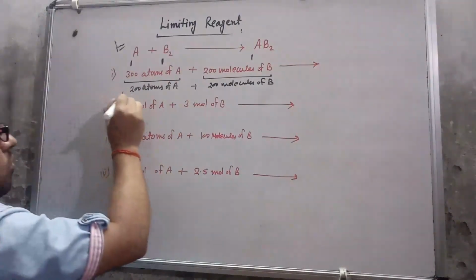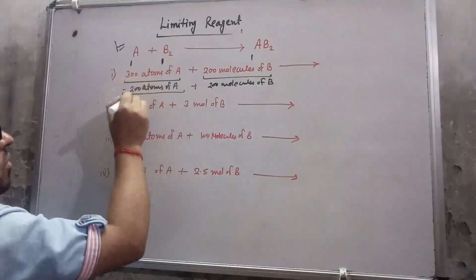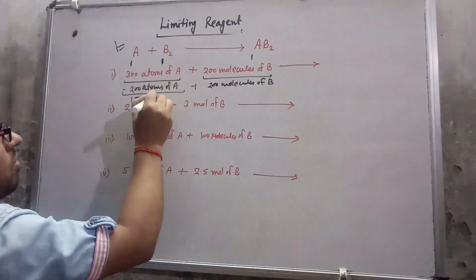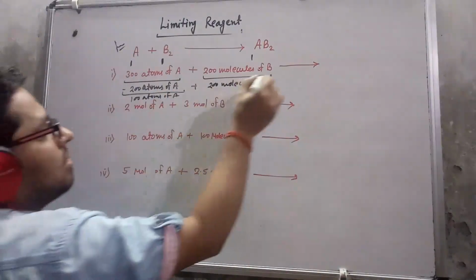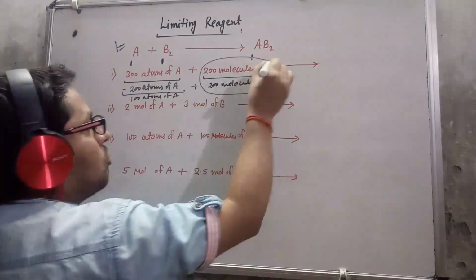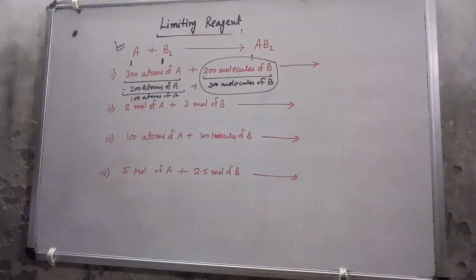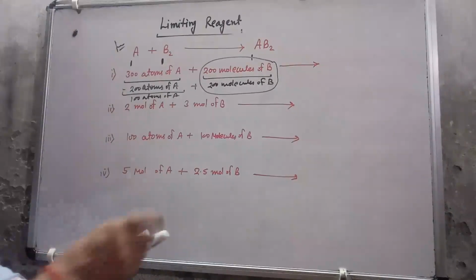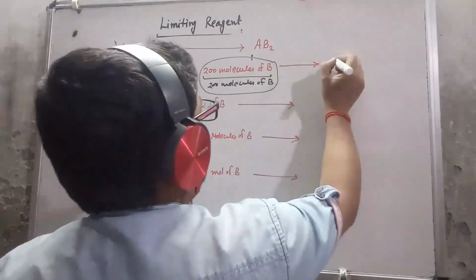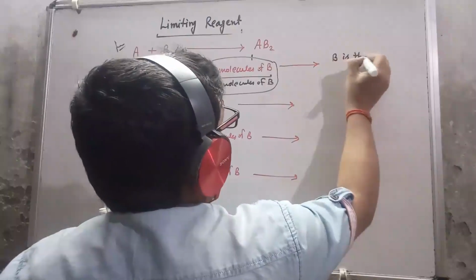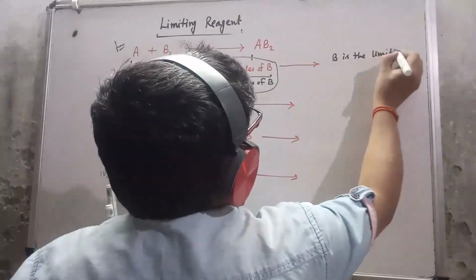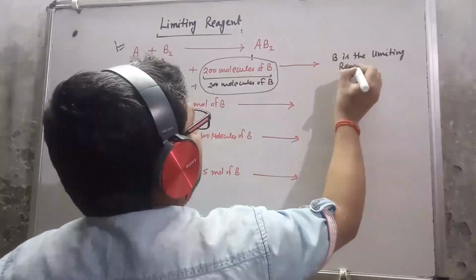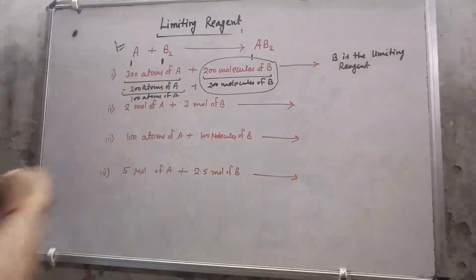Then we will check how many atoms of A are left. 100 atoms of A are left, but B is going to finish, it is totally consumed, nothing is left. So in the first part, what will be the limiting reagent? What is going to finish? B is going to finish. So B is the limiting reagent and A is in excess.